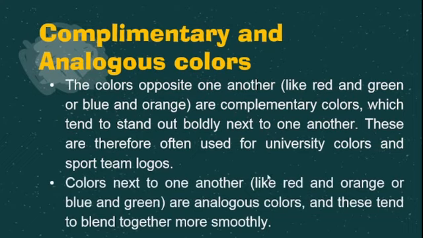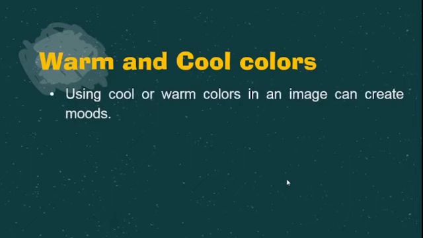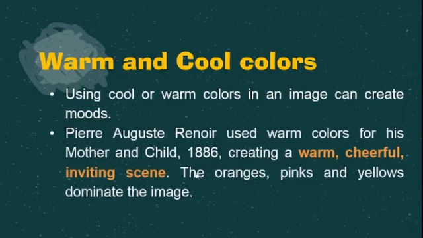Okay. Colors next to one another, like red and orange or blue and green, are analogous colors, and these tend to blend together more smoothly because they kind of look alike. Okay? We also have warm and cool colors. Using cool or warm colors in an image can create moods. Pierre-Auguste Renoir used warm colors for his mother and child painting, creating a warm, cheerful, inviting scene. The oranges, pinks, and yellows dominate the image.